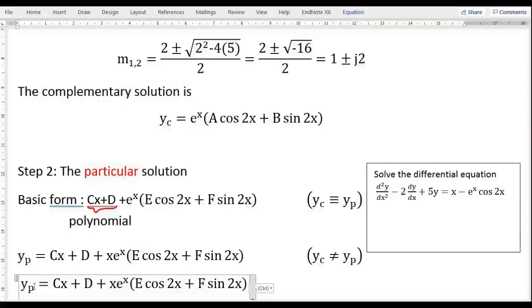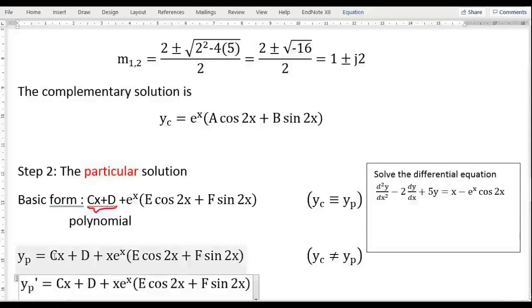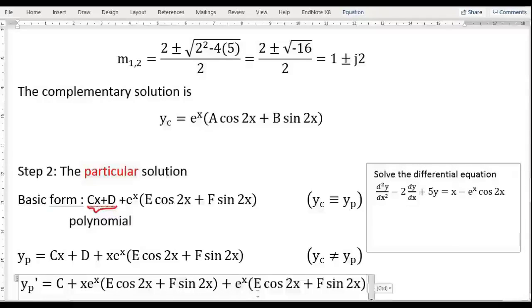Next, we need to find the derivative of yp. In this case, we have a cx, so we only have c. The next term will give us 0. Let's say we differentiate the e^x component first. We have the same expression, and then this is the part where we differentiate x, which gives us 1. So we only have e^x times (e cosine plus f sine 2x).